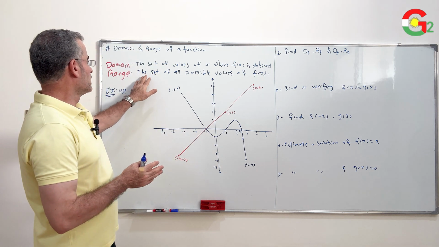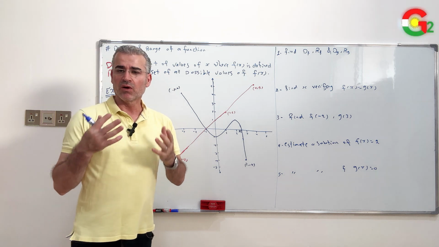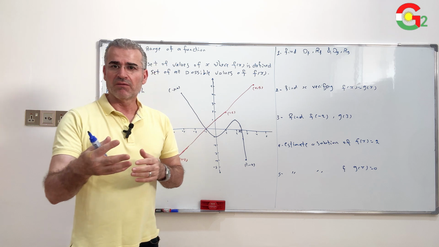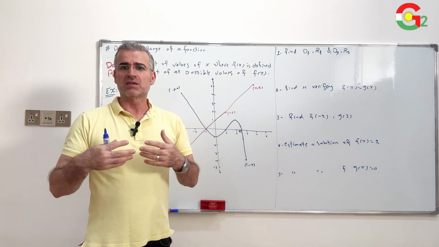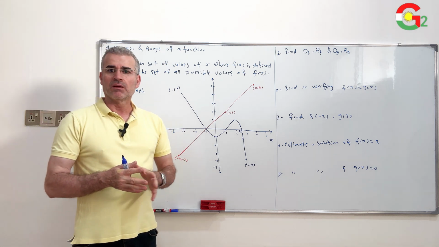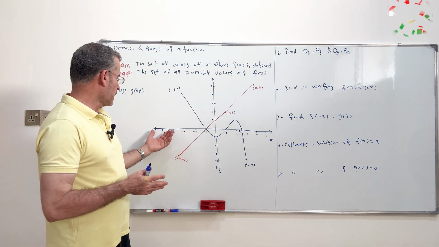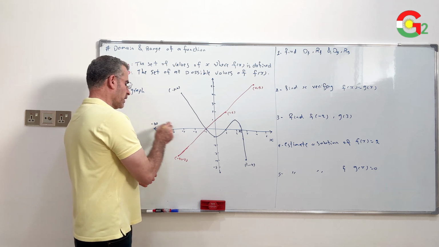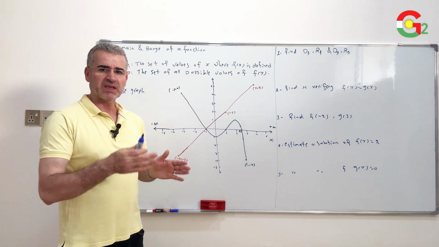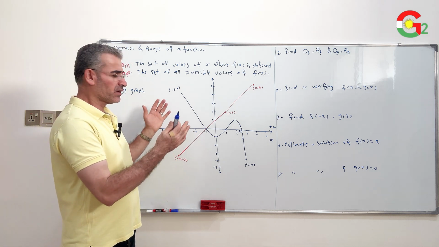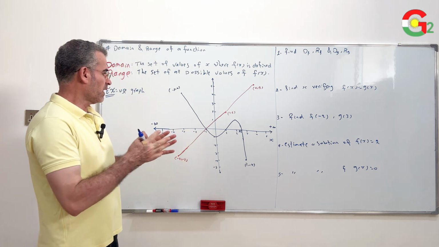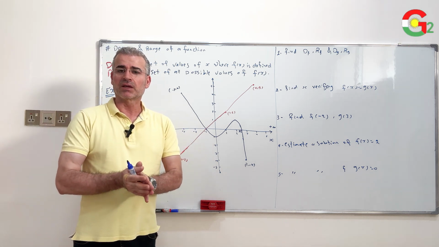What is range? It is the set of all possible values of f of x. When we substitute x in the function, the result is the value in the range. Graphically, the domain is either the whole x-axis from negative infinity to positive infinity, or the part of the x-axis that covers the graph of the function, if the graph has no cutting or jumping.